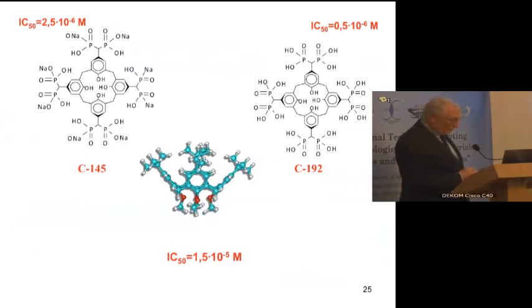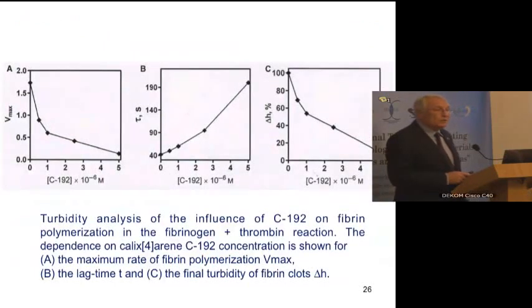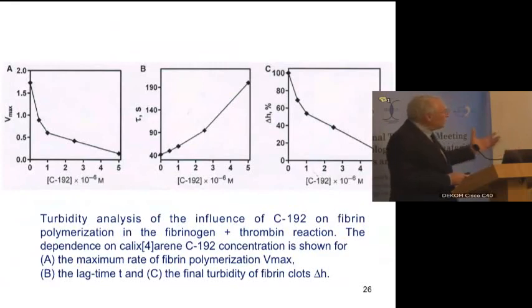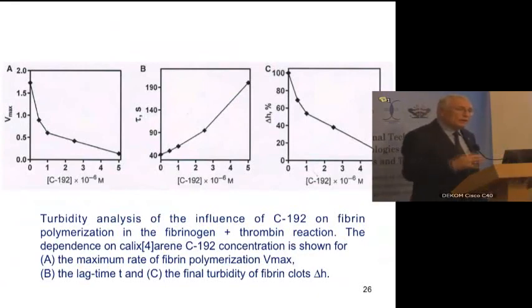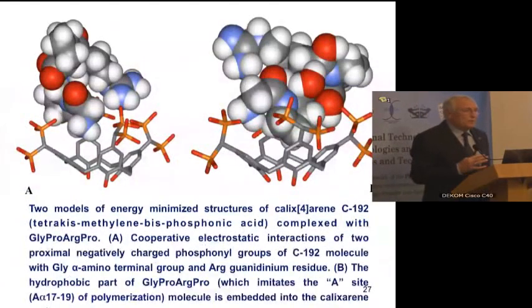We have modeled and we have found the site with which they interact. So this site completely coincides with the so-called site A on a fibrin molecule. And you may see that this is the Gly-Pro-Arg peptide, which usually represents site A on a fibrin molecule. And you may see how this peptide is going into the calixarene cavity, which has a volume of approximately 10, 12, or perhaps even 15 cubic angstroms.